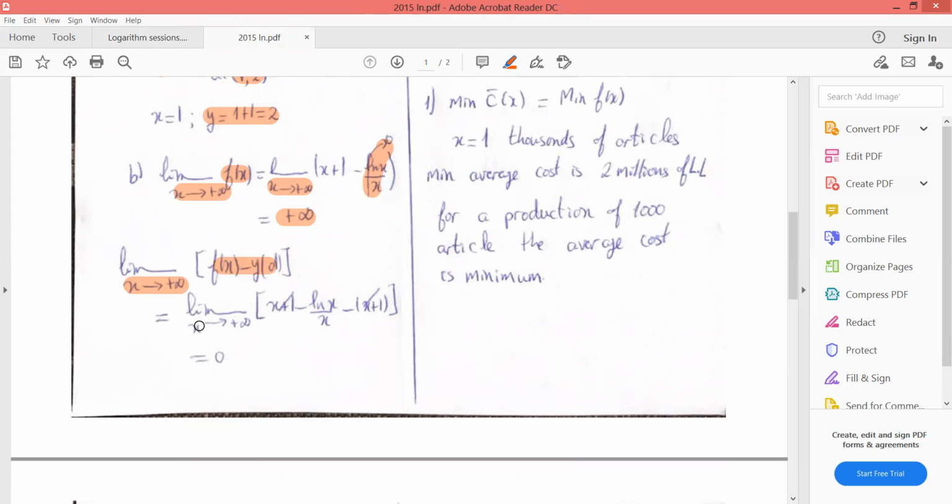So the limit as x tends to plus infinity, this is f(x) minus y_D. x plus 1 with minus x plus 1 remains minus ln x over x, and this limit as x tends to plus infinity is 0. Then the line D is an oblique asymptote.